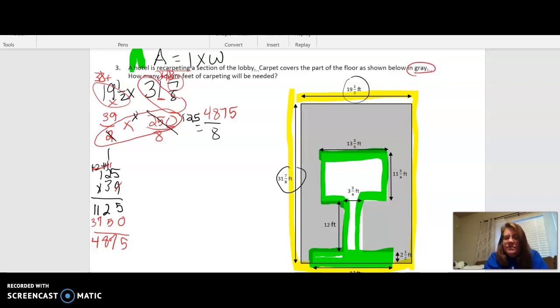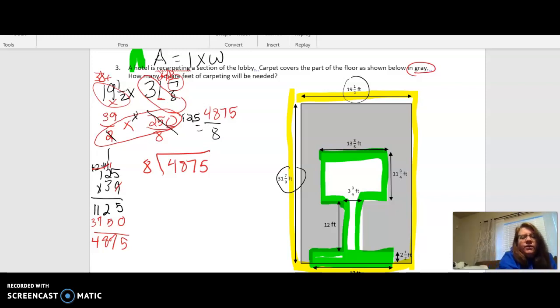Proper or improper? Improper, which means I would have to divide that out to figure out what our total number is. So here we go. 4,875 divided by 8. Pause it and you guys do the work, but I'm going to show you because my videos only run for 15 minutes and we're going to run out of time if I don't show you.